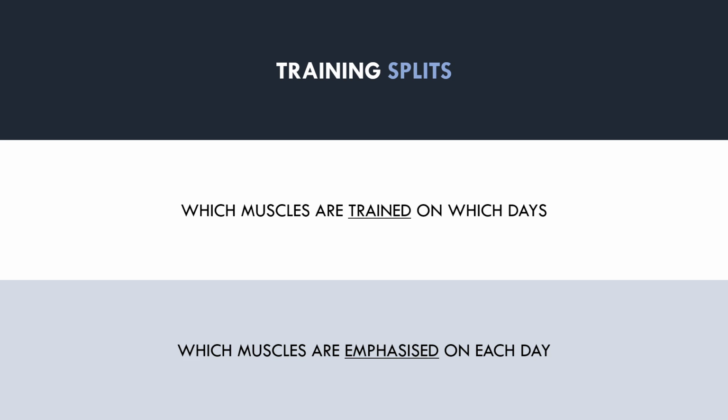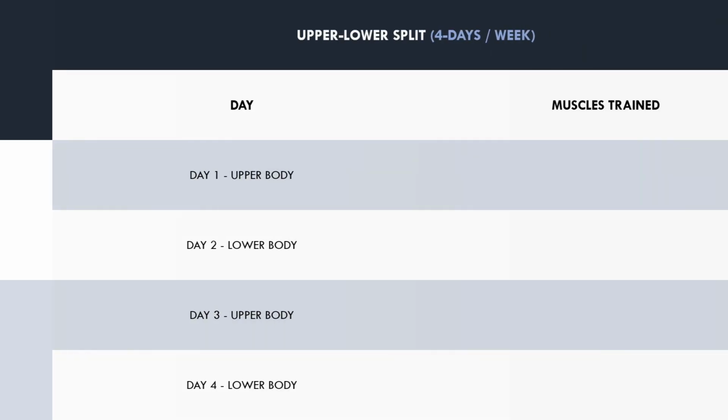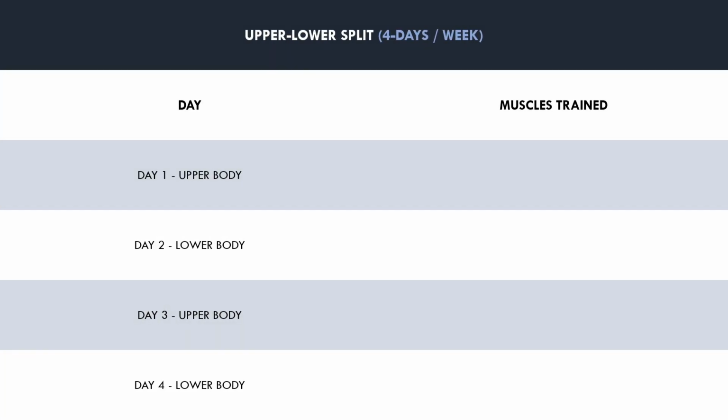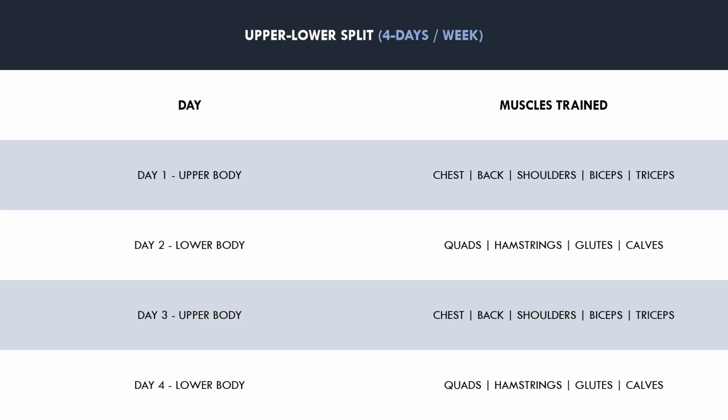For example, let's look at a classic upper-lower split. This split involves the trainee lifting 4 times per week, training the upper body muscles on days 1 and 3, and the lower body on days 2 and 4.